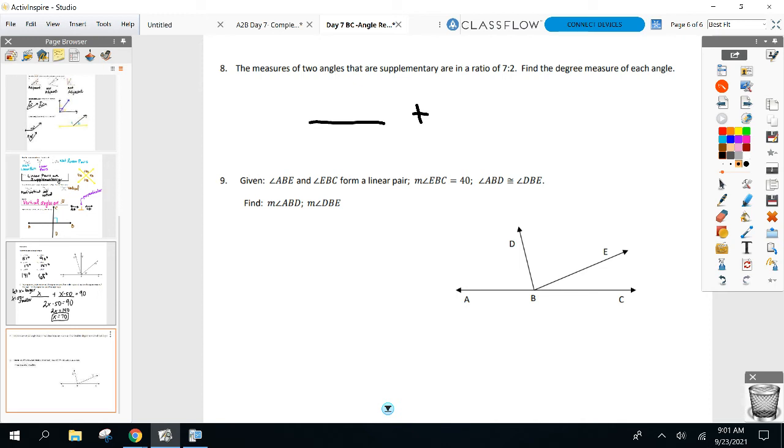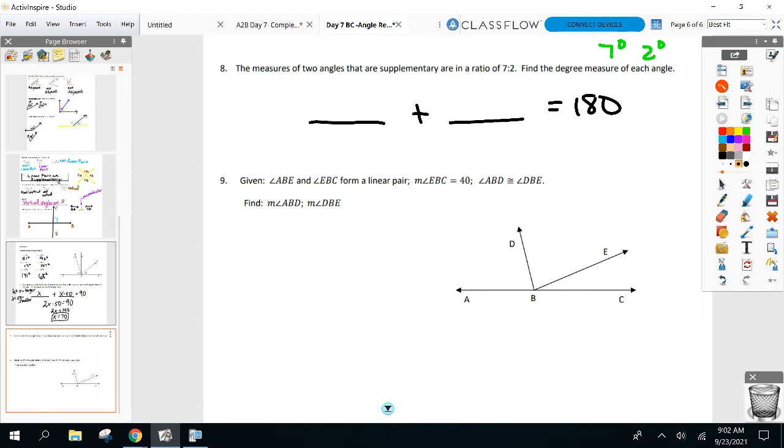Yep. So again, I'm not expecting you to do this at all. This just helps me show you guys. They're in a ratio of 7 to 2. So here's what it means by a ratio of 7 to 2. Ready? One angle could be 7 degrees. The other angle could be 2 degrees. Is that going to be it, though? That doesn't add to 180.